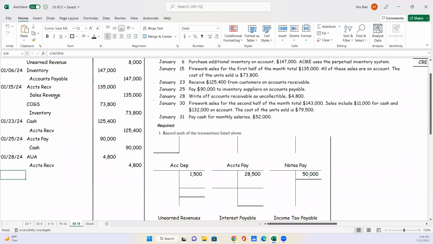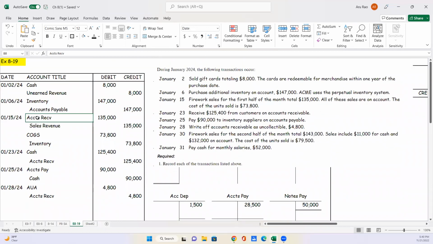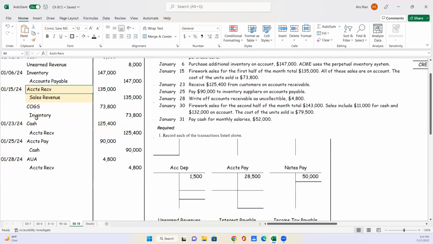So this is going to be slightly different than the previous one we recorded, and we'll see why that is the case. So let me highlight that over there. Accounts receivable debit, sales credit is what we had done for the first half of the month. What's different over here? Sales include 11,000 for cash and 132,000 on account. So of the 143, some of it is cash and some of it is accounts receivable. Here it was all accounts receivable.